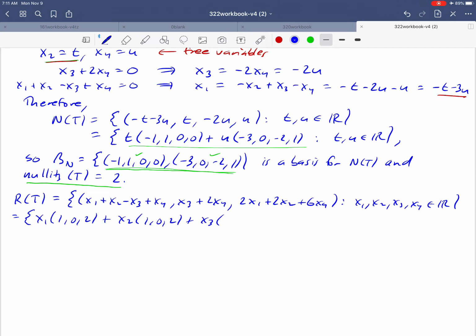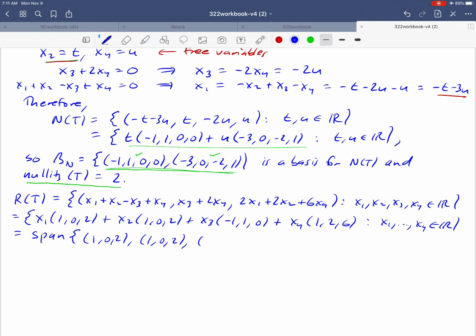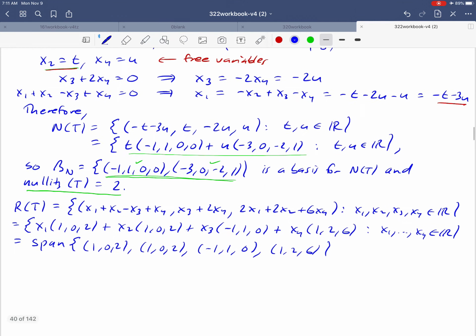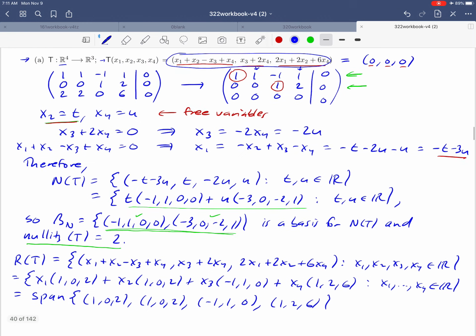Okay, I'm going to ask you just to confirm this on your own algebraically. This is really true what I'm writing here. Times 1, 2, 6. And again, x1 through x4 are anything in R. But notice that by writing it like that, R of T is the span of 4 vectors: 1, 0, 2, which actually appears twice, negative 1, 1, 0, and 1, 2, 6. Now, do you recognize the 4 vectors that are kind of sitting there?